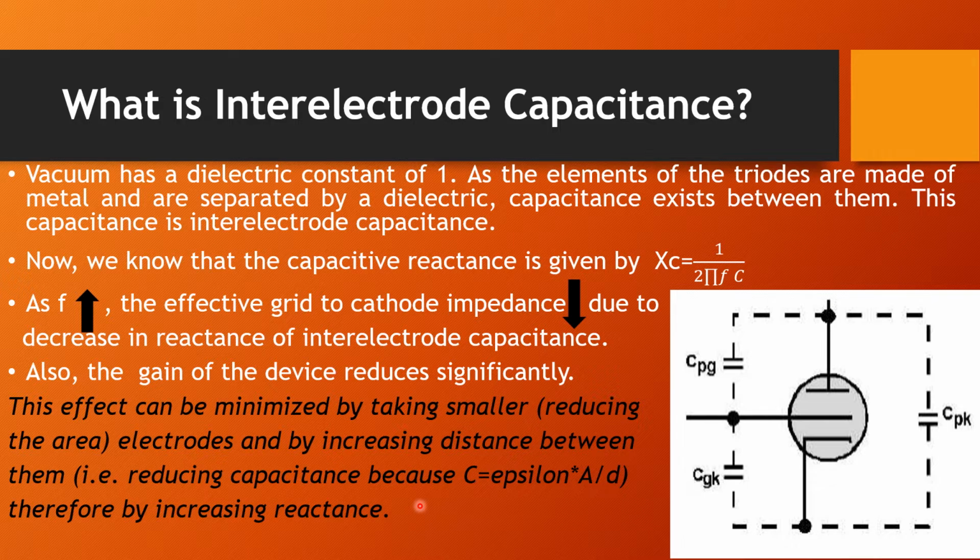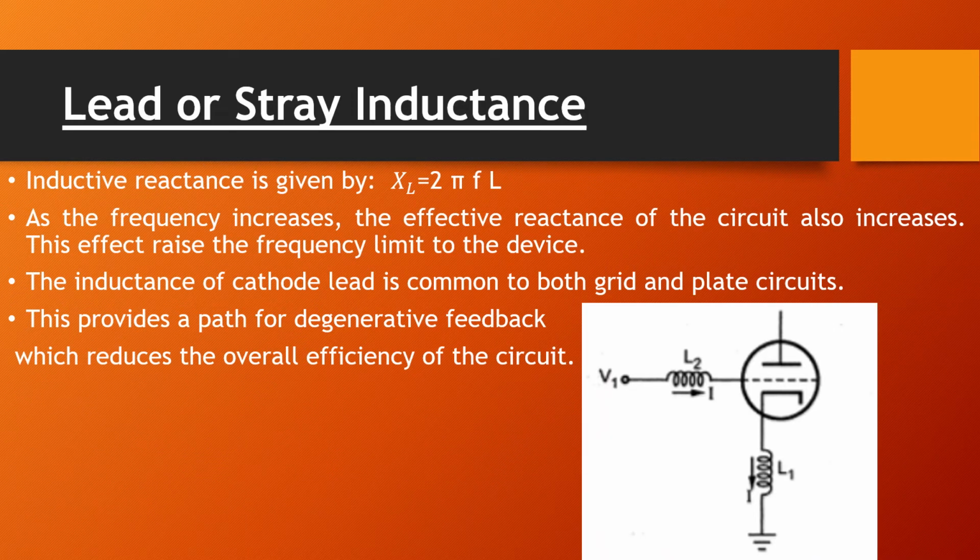Now next is lead or stray inductance. As we have seen with capacitance, there is an inter-electrode capacitance between the electrodes. The electrodes act as the plates of the capacitor, and the distance between them, whatever the medium, acts as a dielectric, whether it is air or vacuum. So here, similarly, the lead inductance comes into effect.